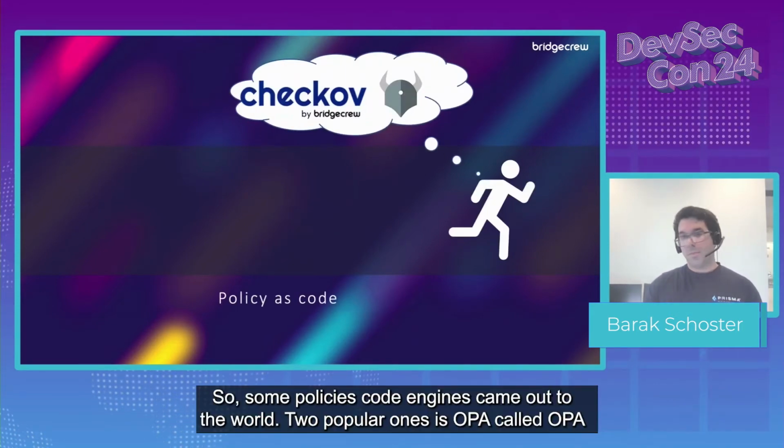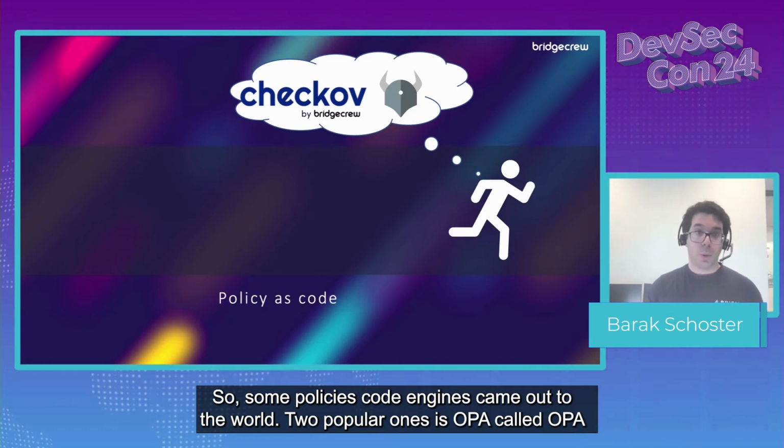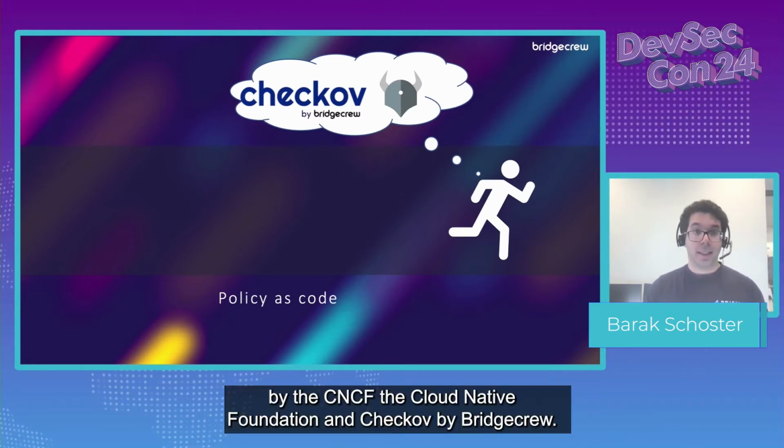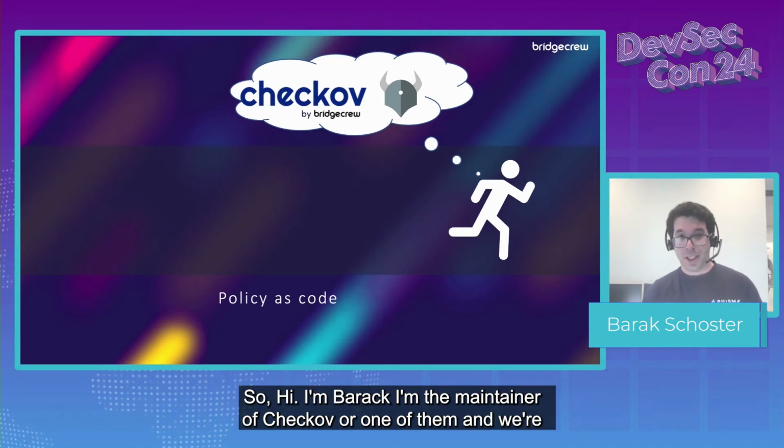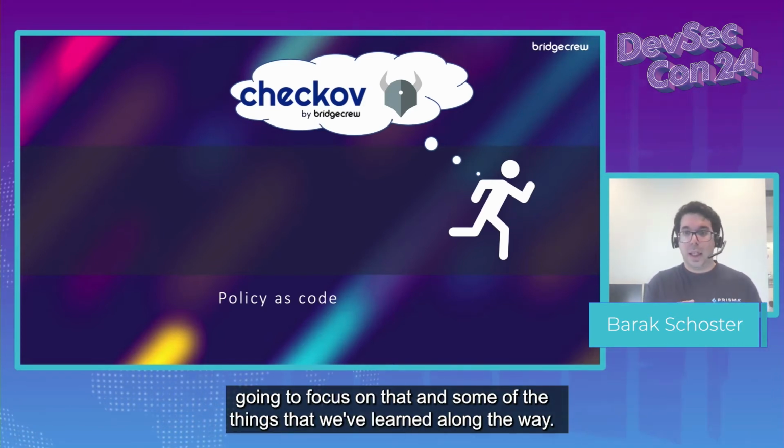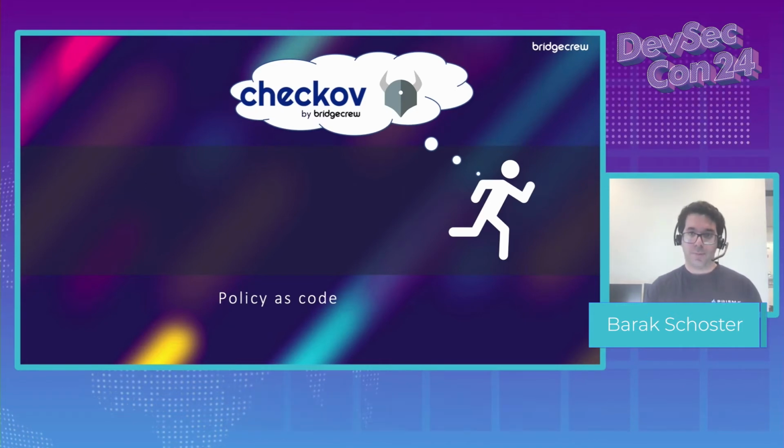So some PolicyAsCode engines came out to the world. Two popular ones are OPA, by the CNCF, the Cloud Native Foundation, and Checkov by Bridgecrew. So hi, I'm Barak. I'm the maintainer of Checkov, or one of them. And we're going to focus on that and some of the things that we've learned along the way.